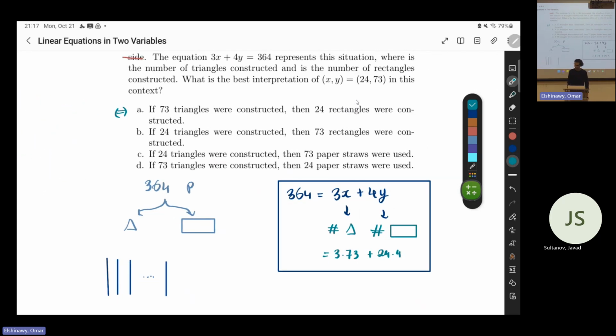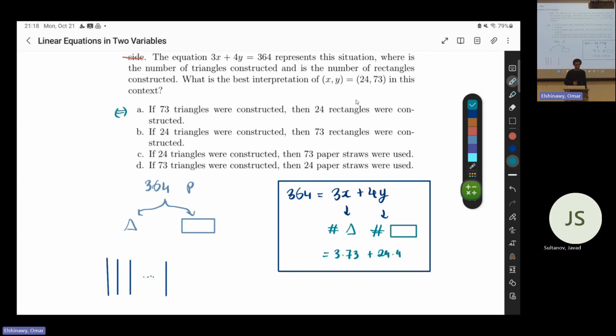No, no way. But you see why it is not the answer, because if you combine, it takes you 350-something straws, it doesn't take you 364. It takes you less. So this is not the answer.